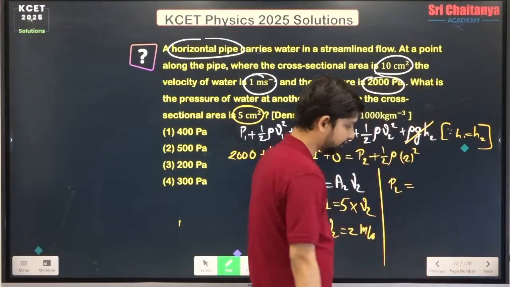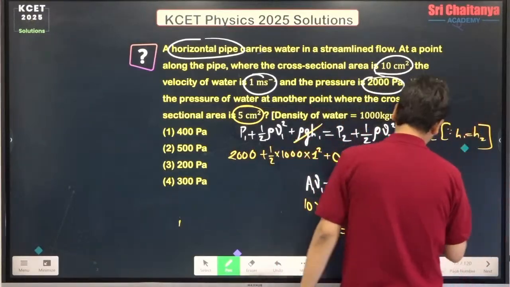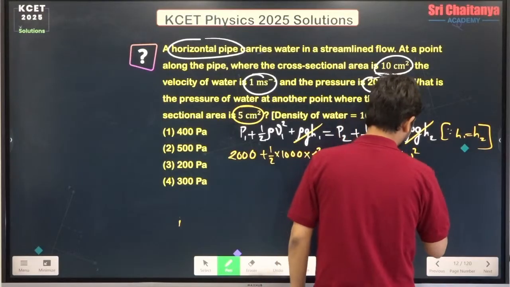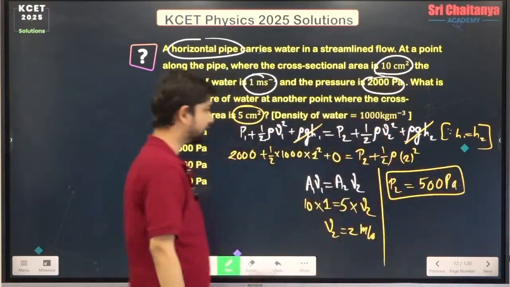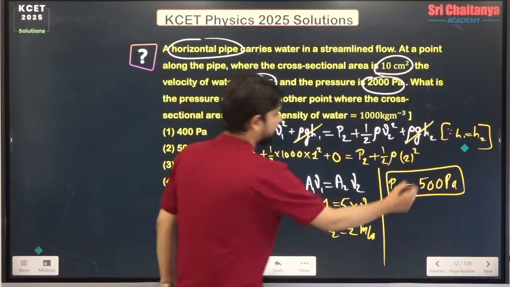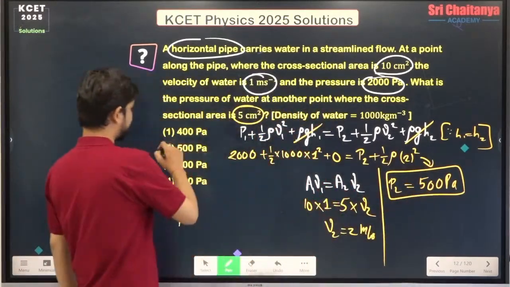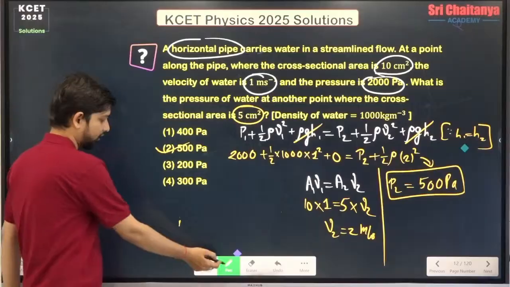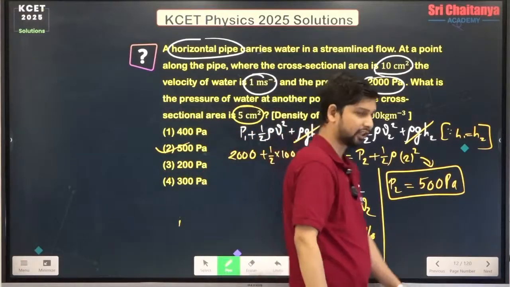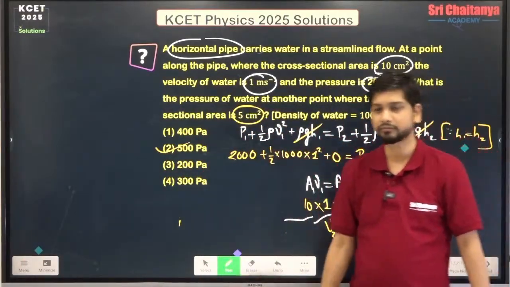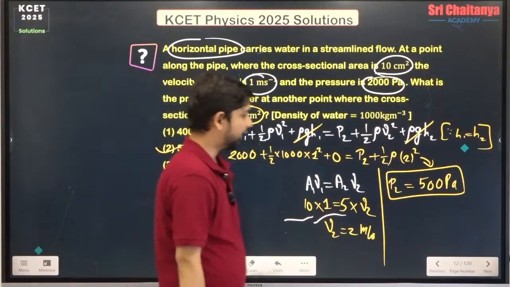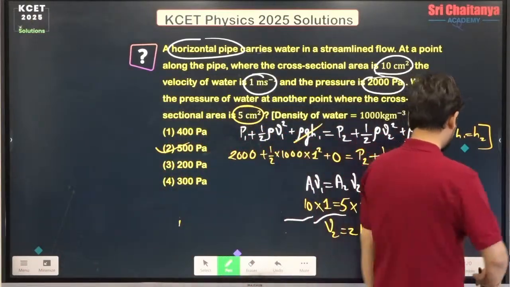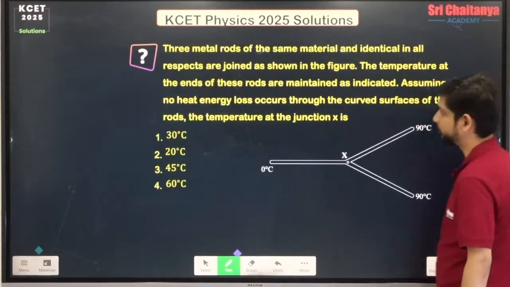So from this we will get pressure. By calculation we will get the pressure as 500 Pascal. We will get the pressure by solving this equation, 500 Pascal. So this will be our second option, our correct option. Understood? So this is a very simple question based on fluid dynamics. Okay. Now we are going to move to the next question.